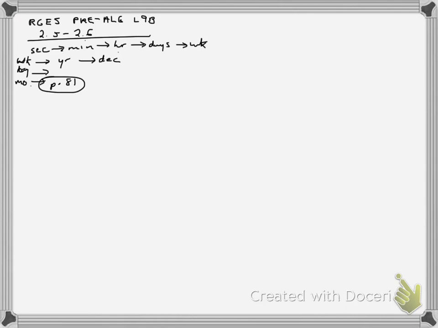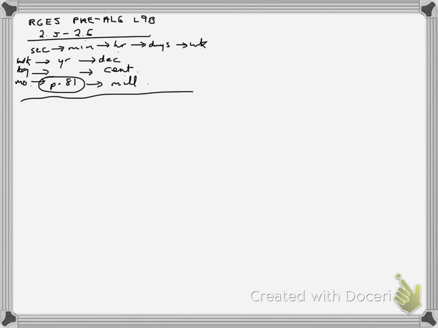There's 10 years in a decade. We can talk about century. There's 100 years in a century. And we can talk about a millennium. There's 1,000 years in a millennium. So memorize all of those if you don't know them already.